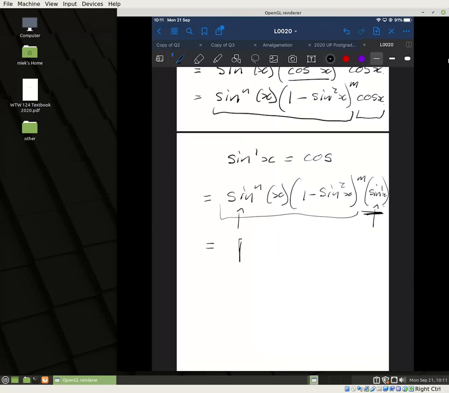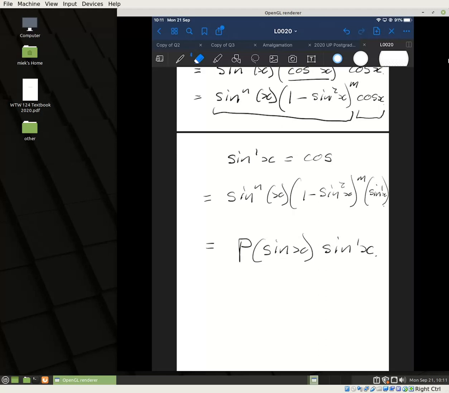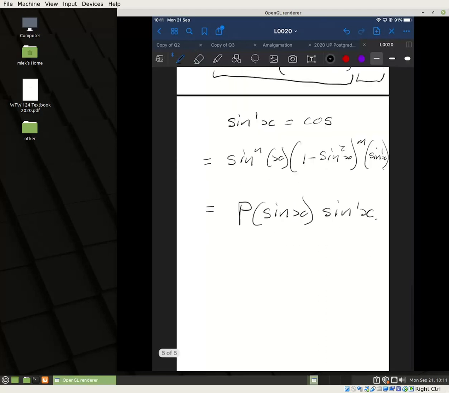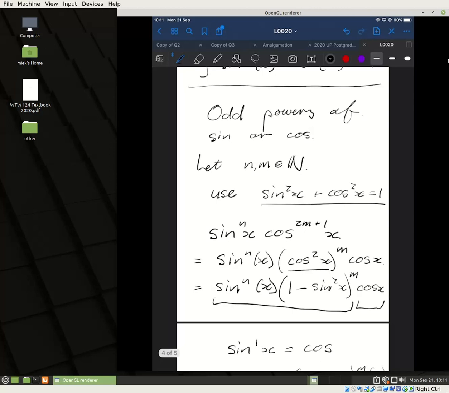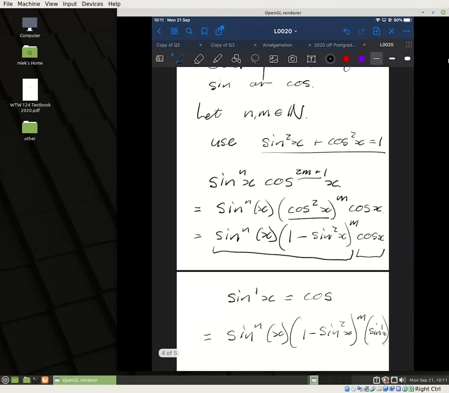So what do we have here? We've got some polynomial applied to sine of x multiplied with the derivative of sine of x. And we saw that if we have something in this form, this then becomes easy to integrate. And what is this p? This p is a polynomial, for a polynomial p. Okay, so that is if we have an odd power of a cosine.